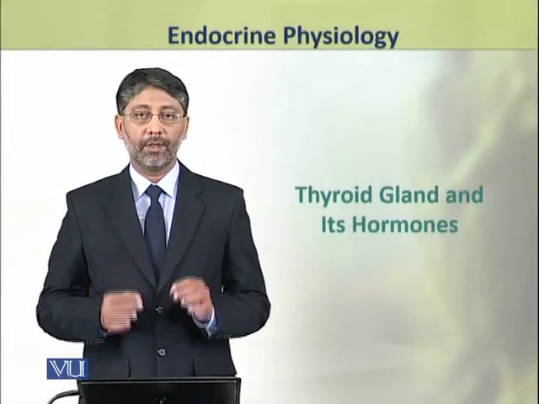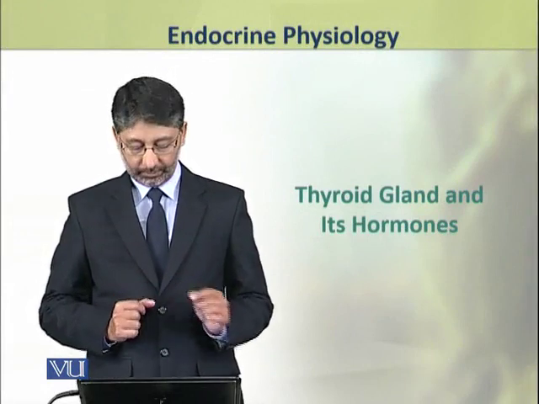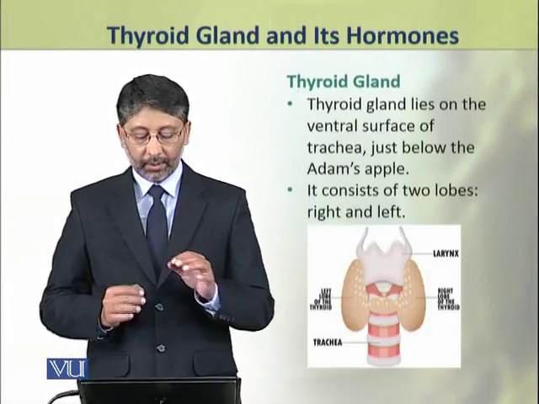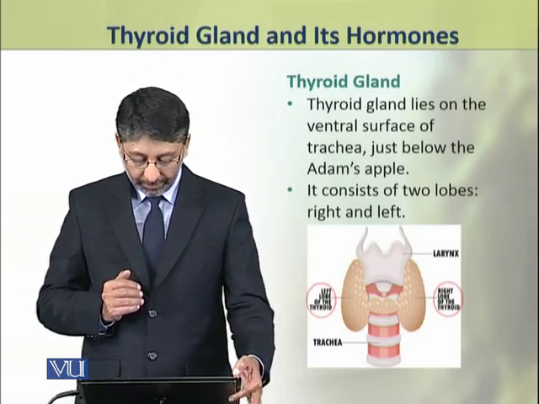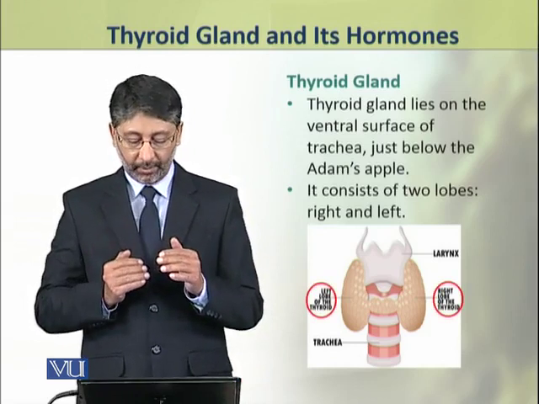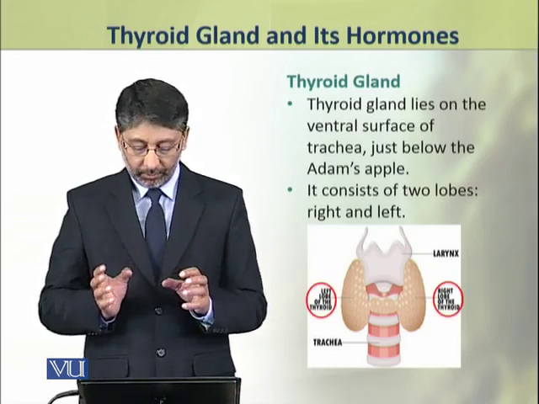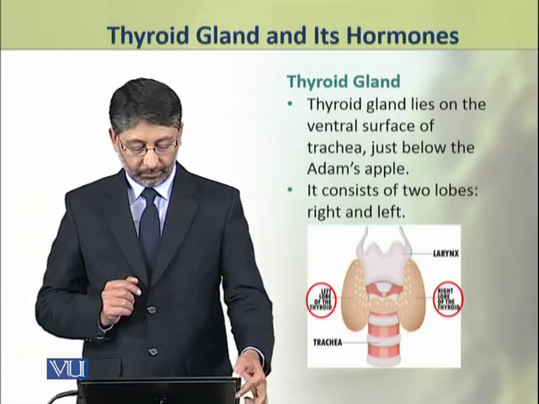Dear students, in this topic we shall discuss thyroid gland and its hormones. Thyroid gland lies on the ventral surface of trachea just below the Adam's apple. It consists of two lobes, right and left lobes.